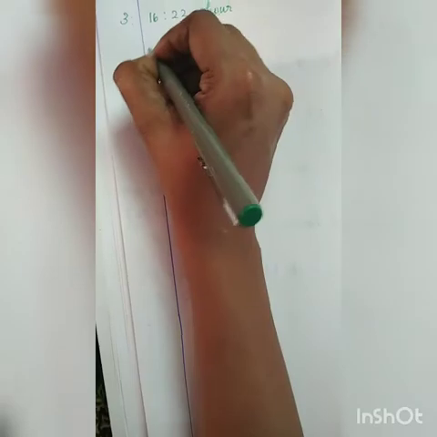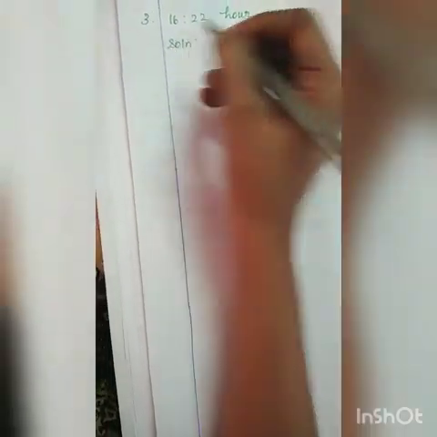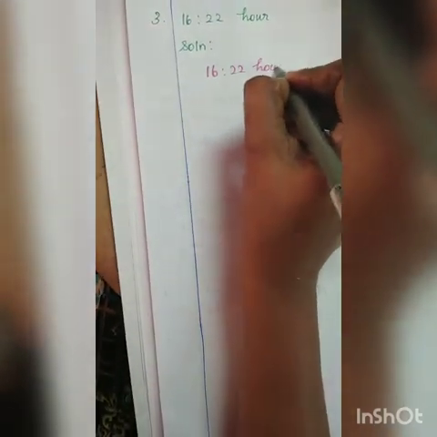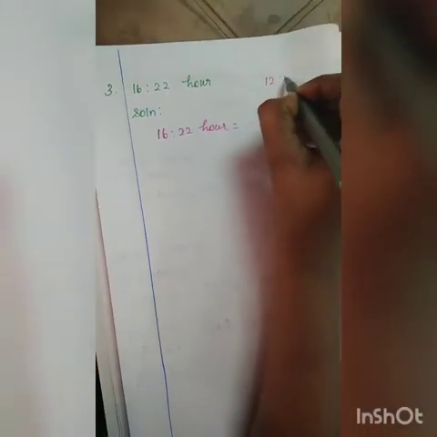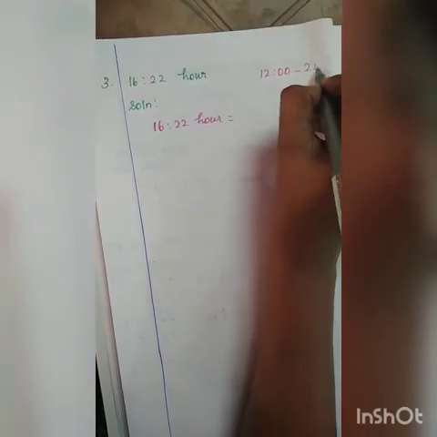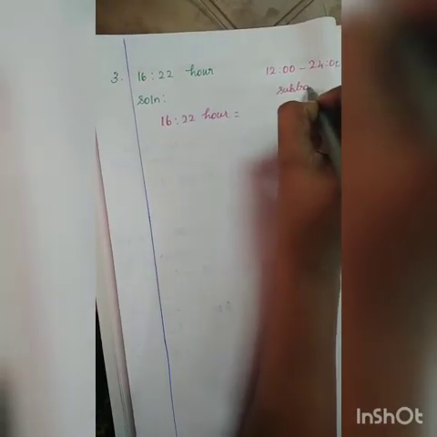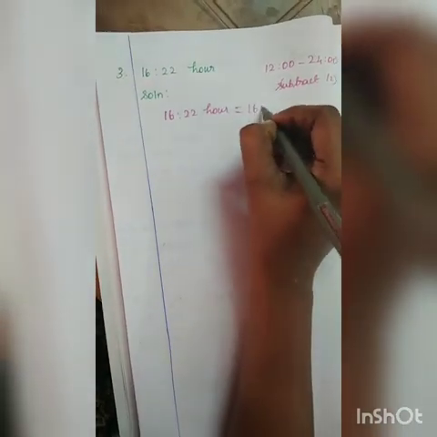Then third problem is 16:22 hours. Solution: 16:22 hours is between 12 hours and 24 hours, so you subtract 12. Therefore 16:22 minus 12.